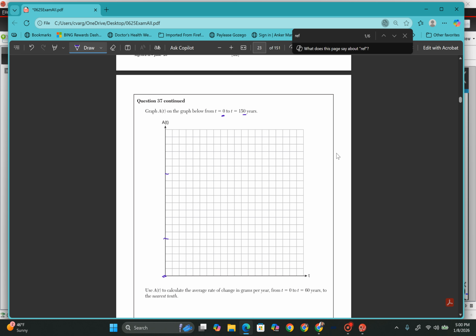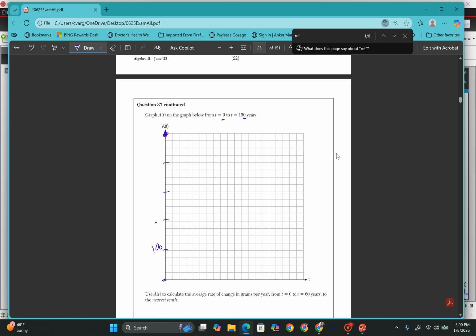Wait, I did that wrong. Let's try that again. If I go 100, 1, 2, 3, 4. I have to get to 500. Let's see if it fits. 300. 1, 2, 3, 4. 400. 1, 2, 3, 4. 500. That works. So 0, 500 is our point. They're going to label this as 100, 200, 300, 400, and 500. Forgive me for being sloppy with this.